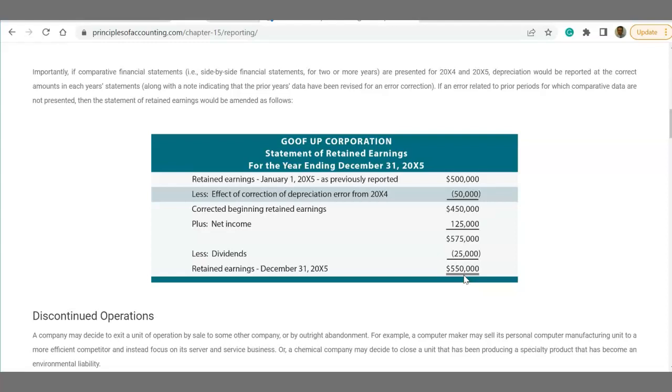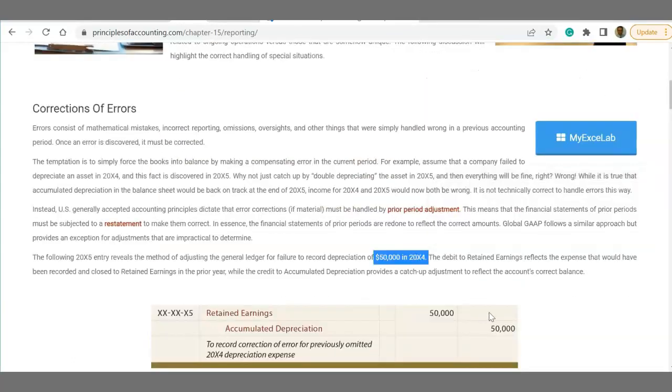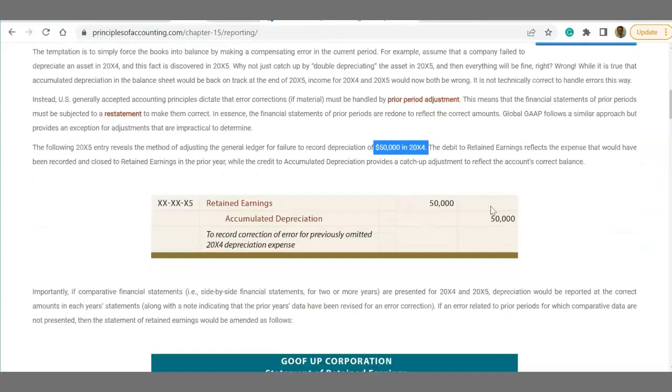Okay, so in case there is a mistake in the presentation of financial statements, normally you might go to prior period adjustments, and this is how you adjust.